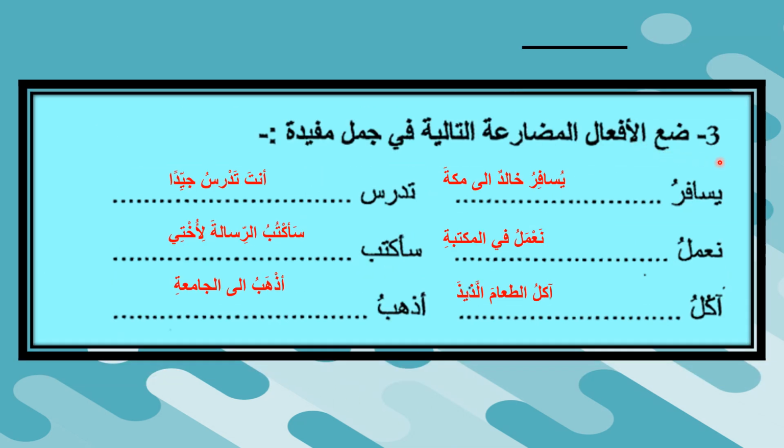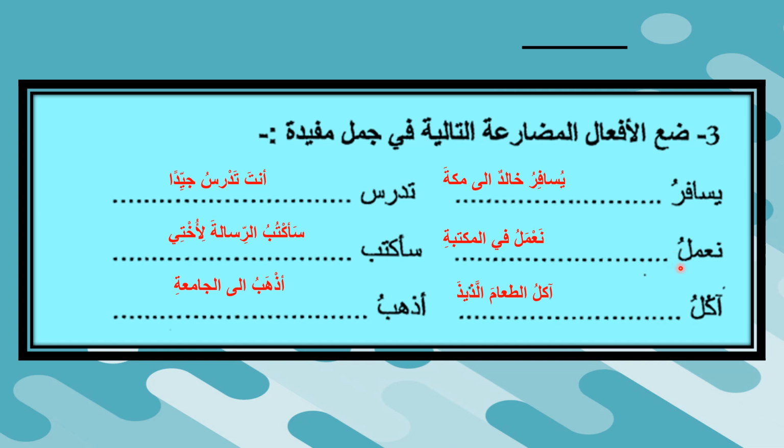In this exercise, you need to make small sentences. So I've made very simple sentences here. Yusafiru means he travels. So ya depicts the ghaib for male singular. Yusafiru, he travels. So yusafiru Khalidun ila Makkata. Na'malu, we do. So this noon represents the nahnu.